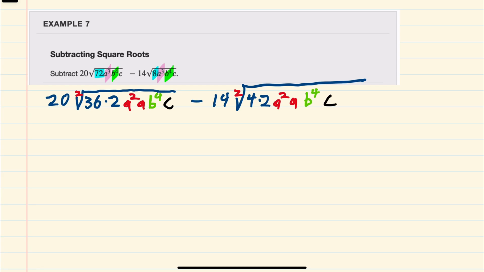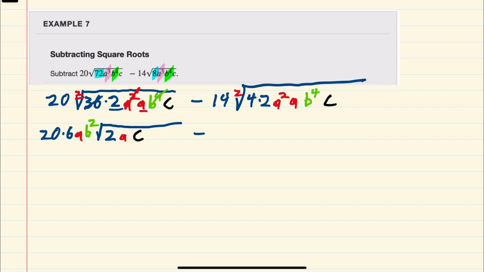From here, we can start to simplify each of these. For the first, I'm going to give some space here. I already have the 20 outside the radical, but this 36 can come out. The square root of 36 is 6, so this 20 is going to be joined by a 6. The 2 is not a perfect square. It'll have to stay in the radical. The a2 can come out as just an a, and recall here that we're dividing by the power of the root, 2. 2 divided by 2 is just the 1, so it's a single a. The other a is left under the radical. The b4 can come out of the radical. 4 divided by 2 is 2, so that's a b2, leaving me with the c under the radical.